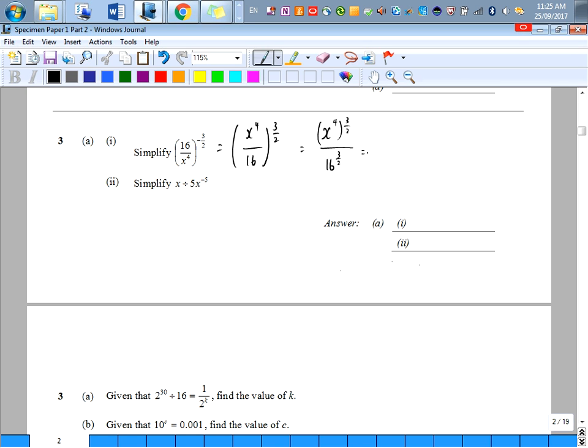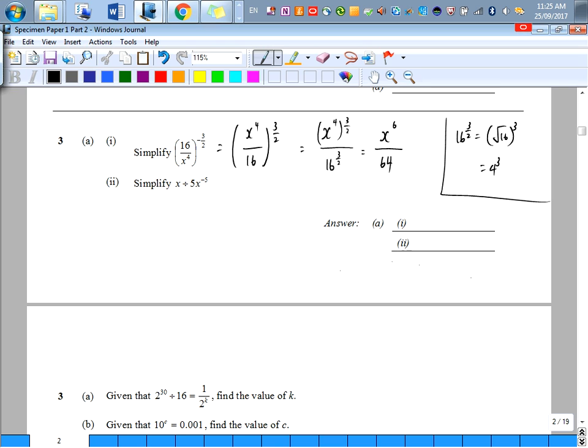And we expand it out. So we get x to the power of 4 times 3 over 2. We get x to the power 6 over 16 to the power of 3 over 2, which is 64. You can either use your calculator or your working will be as such. 16 to the power 3 over 2 is equal to the square root of 16, then power 3. Okay, so it's 4 to the power 3. So this is how we get x to the power 6 over 64 for part 1.